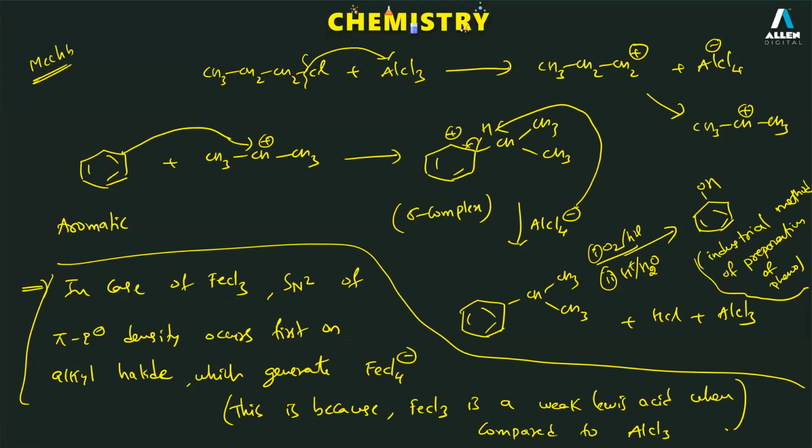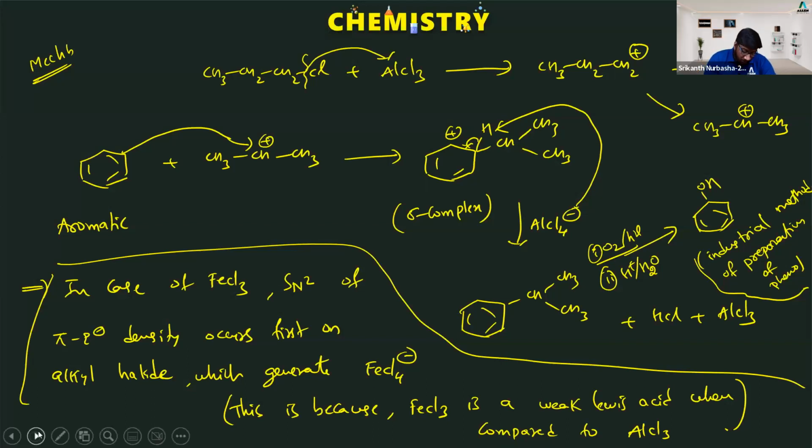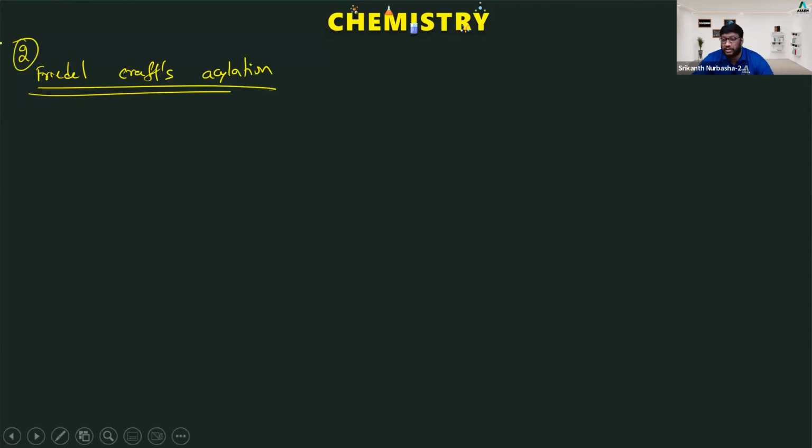Yes, right. So let us talk of other reactions after this Friedel-Crafts alkylation. We can also have acylation. What is acylation? Friedel-Crafts acylation. These are all examples of electrophilic substitution reactions which are undergone by aromatic compounds like benzene and its derivatives.